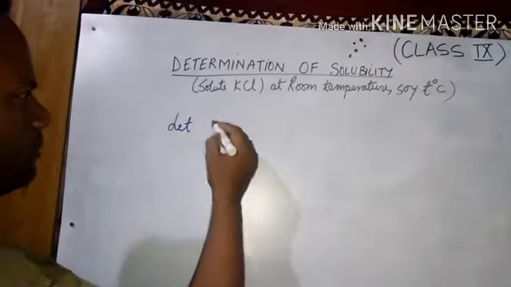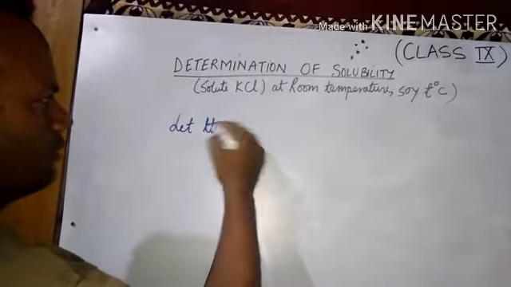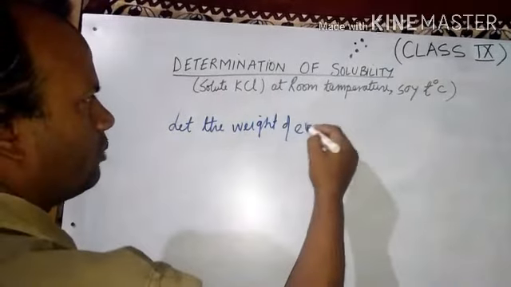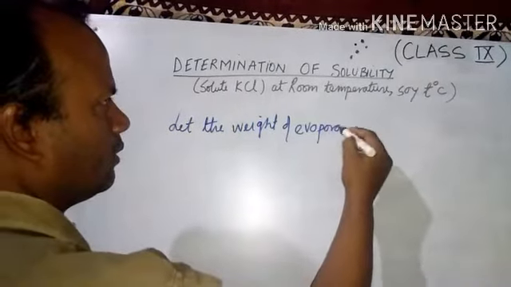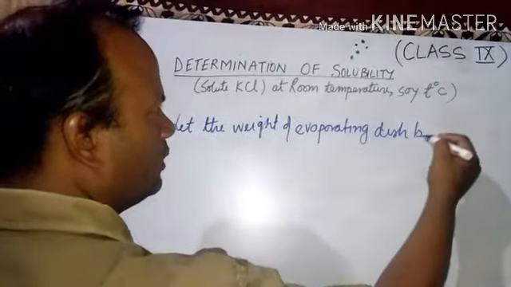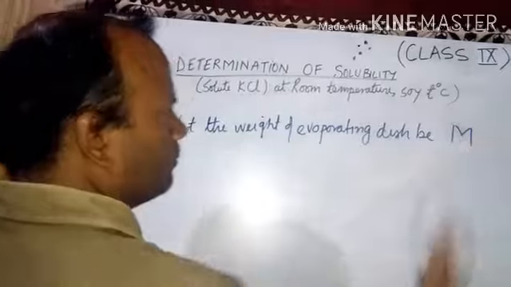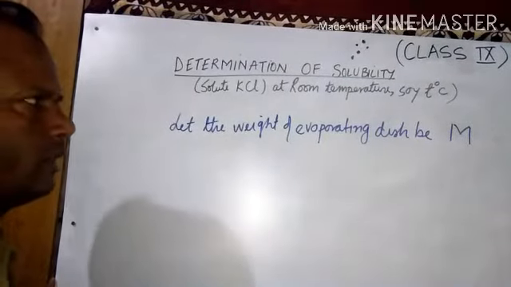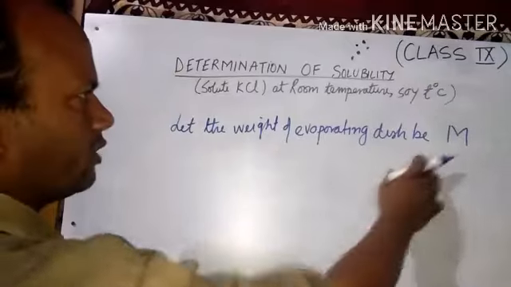Let the weight of this evaporating dish be m gram, or you can say m, right? So weight of the evaporating dish.